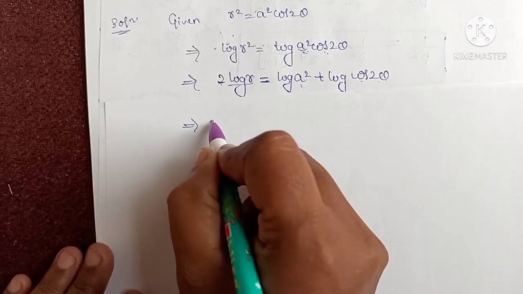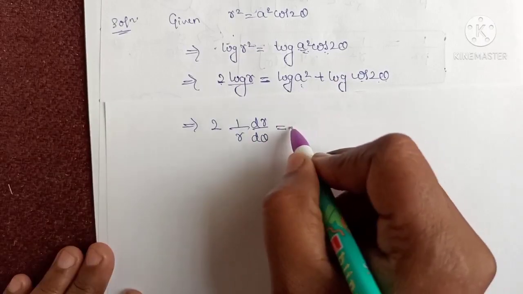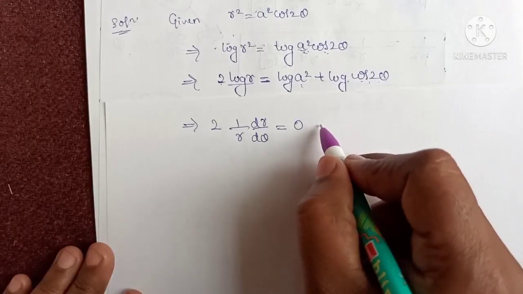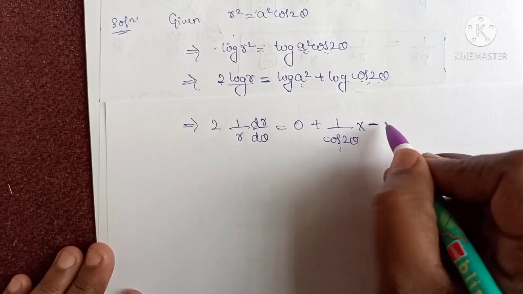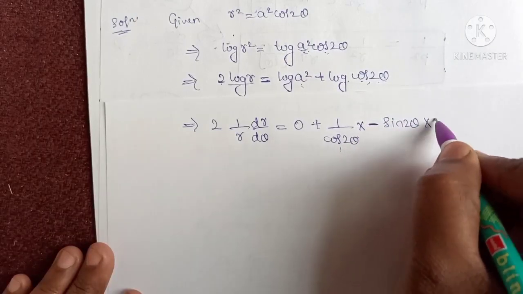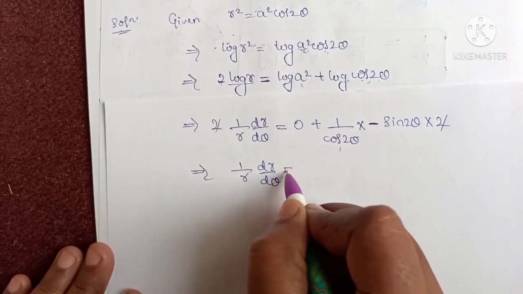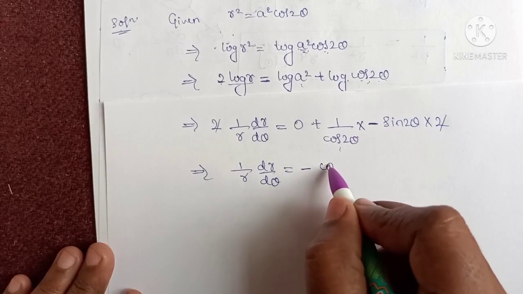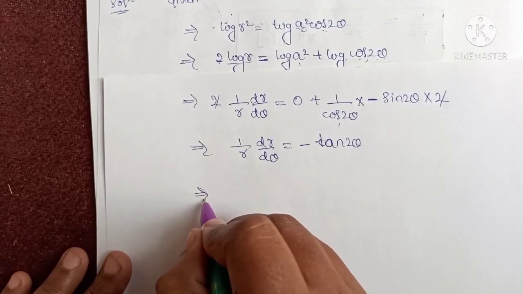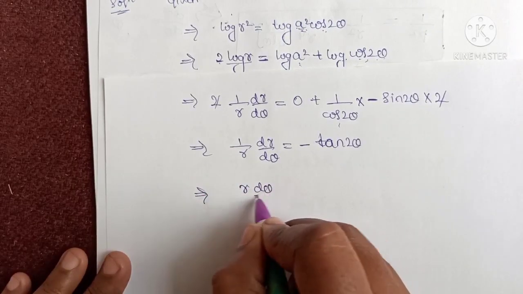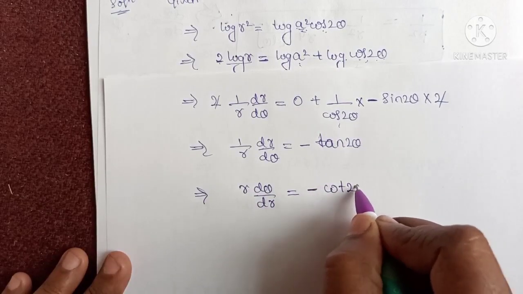Differentiating, we get 2 into 1 by r dr by d theta equals log a differentiation, which is 0. So cos 2 theta differentiation is 1 by cos 2 theta into the derivative of cos 2 theta, which is minus sin 2 theta into 2. This 2 gets cancelled, and we get 1 by r dr by d theta equals minus sin by cos, which equals minus tan 2 theta. Taking reciprocal, we get r d theta by dr equals minus cot of 2 theta.